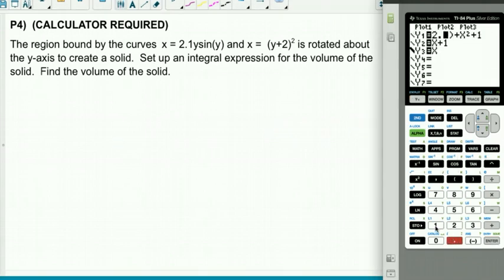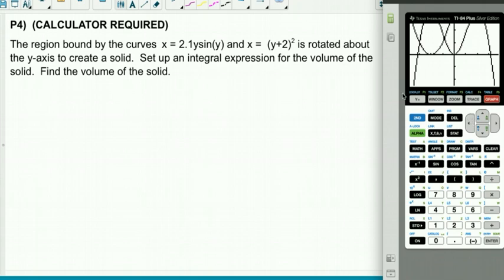So I have 2.1 x sine of x, right? And then my other one, let's delete these. And my other one is y plus 2. So I'll use x plus 2 in place of the y, right? Quantity squared. And again, you could keep that y equals x if it helps you to see what's happening, if it helps you to see that you're flipping the graph. It doesn't matter. If it doesn't help, it's up to you. So that's a little bit more complicated.